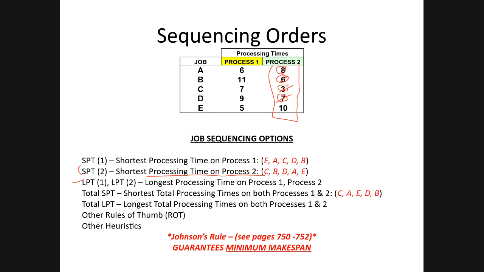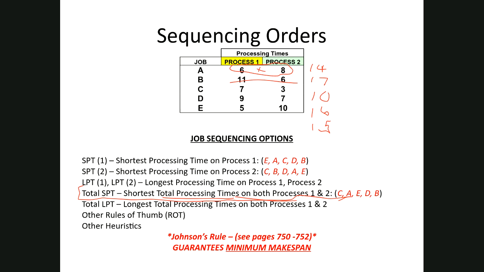And then there's one other that I want to explain, and that's where we would calculate, first of all, the total processing times on both machines. So we're going to take the processing times for A, which is 6 and 8, and of course that's 14. The total processing time for B is 11 and 6, 17. For C, you can see is 7 and 3, which is 10. For D it is 16, and for E it is 15.